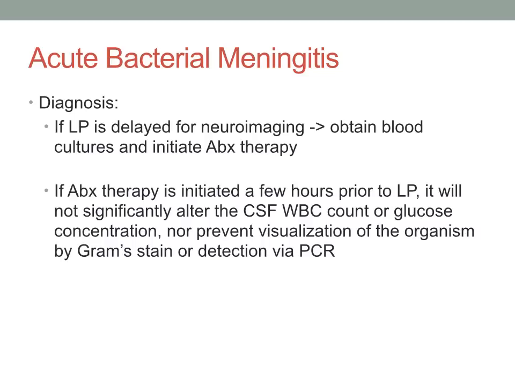Now, if they don't have any signs of increased ICP and they're awake and alert and oriented, they don't have any focal neurological deficits, then you get the LP first. That's important, along with blood cultures. But once you've got the spinal tap done and blood cultures obtained, you start empiric antibiotics.